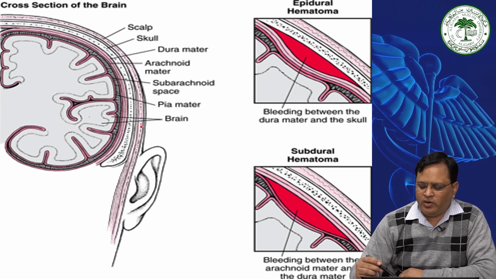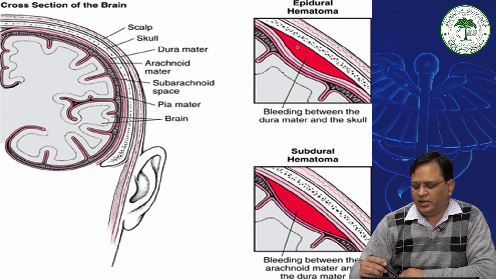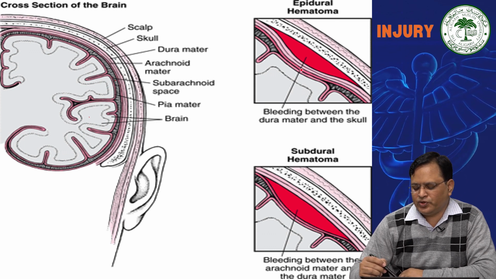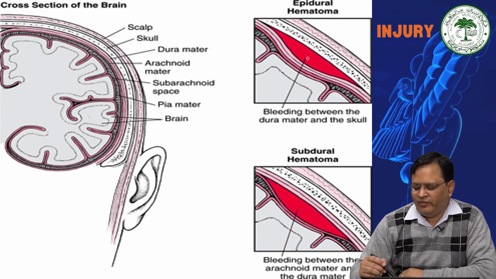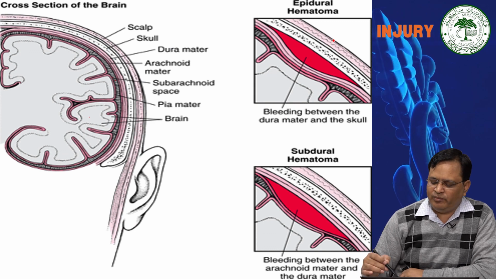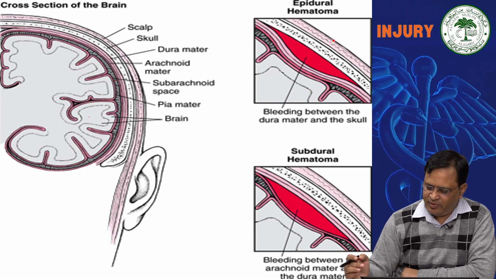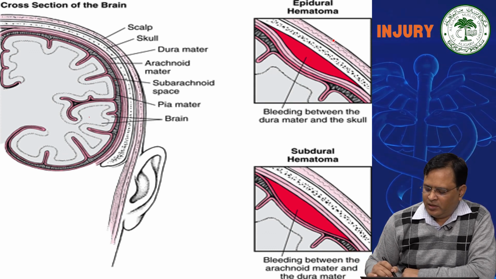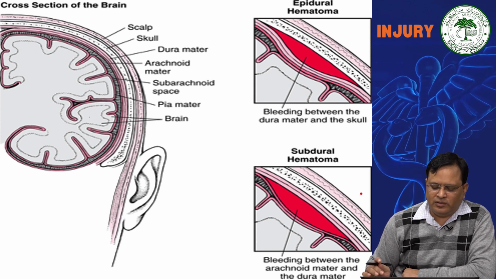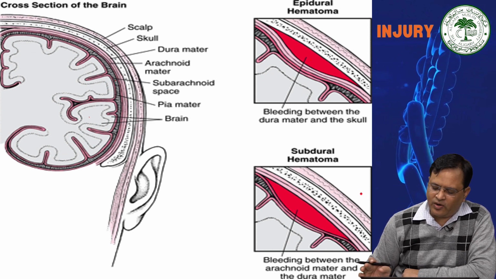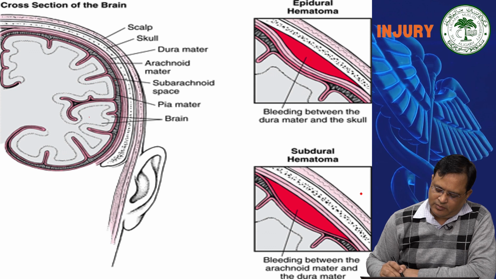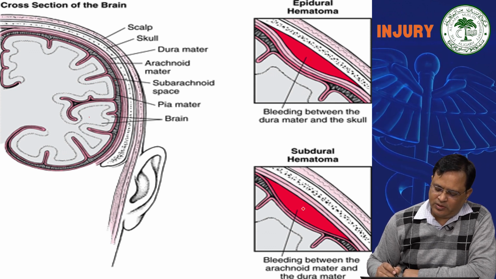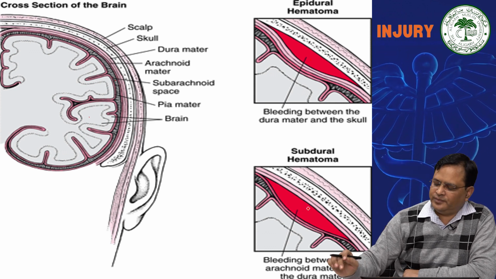In epidural hematoma, the dura is separated and pushed inside. Then we have accumulation of the blood between the bone and the dura mater. In subdural, the dura is present there and in contact with the brain, and bleeding happens between the layers of the dura.